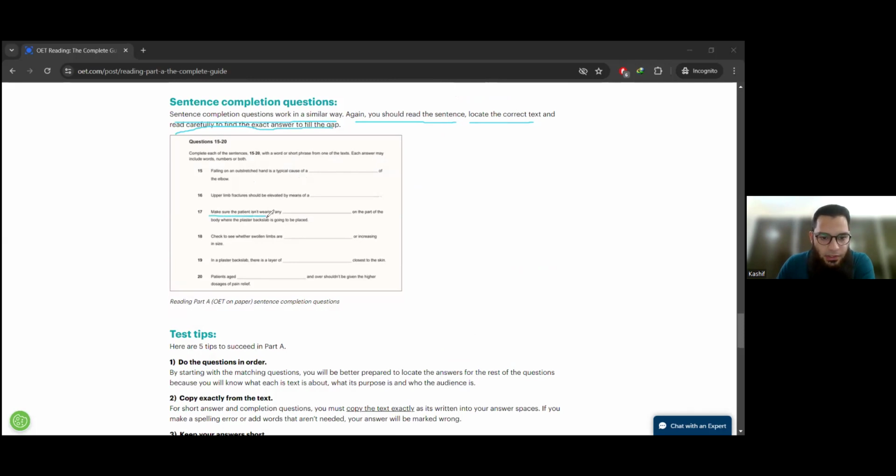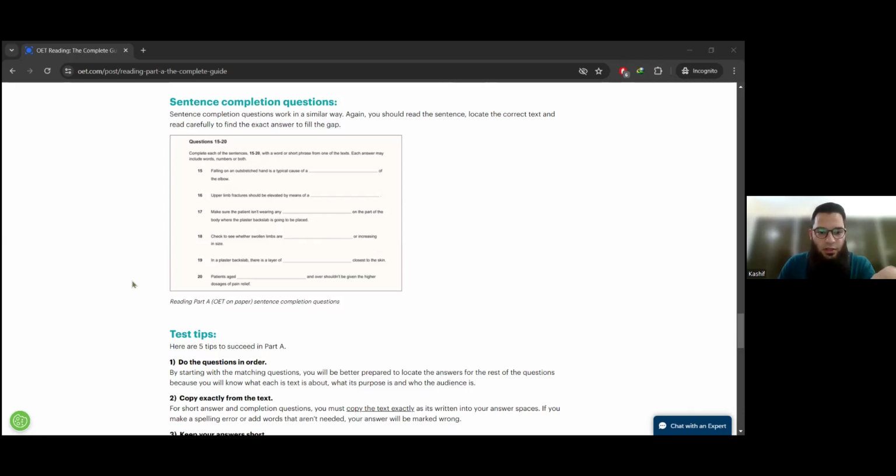Make sure the patient isn't wearing any dash on the part of the body where the plaster back slab is going to be placed. Now, I think the answer for this is given in text D. So now we have read the text, we have read the four parts. We know that the answer of this is in text D. Let's go back to text D and see what the answer is.